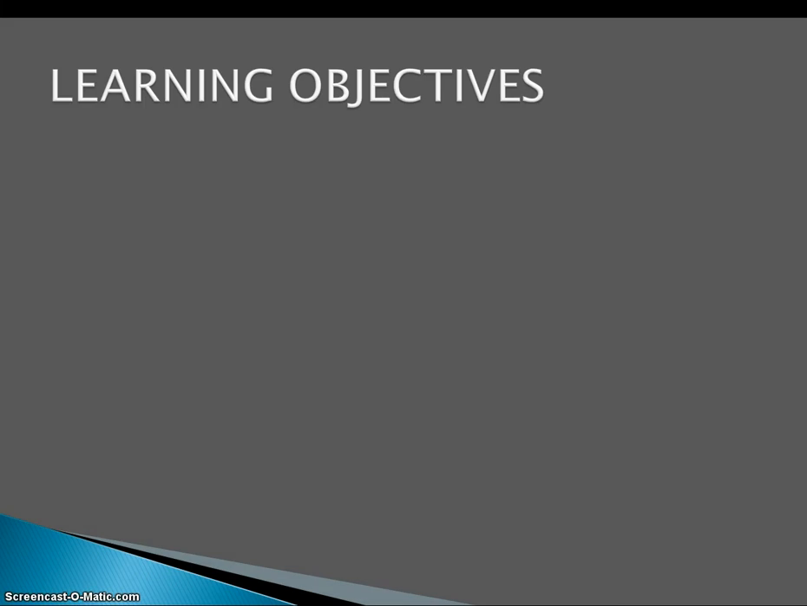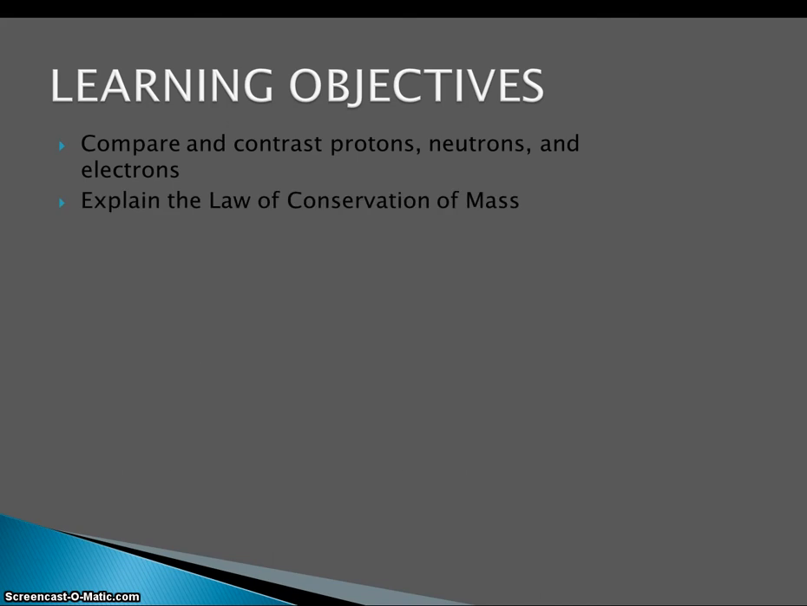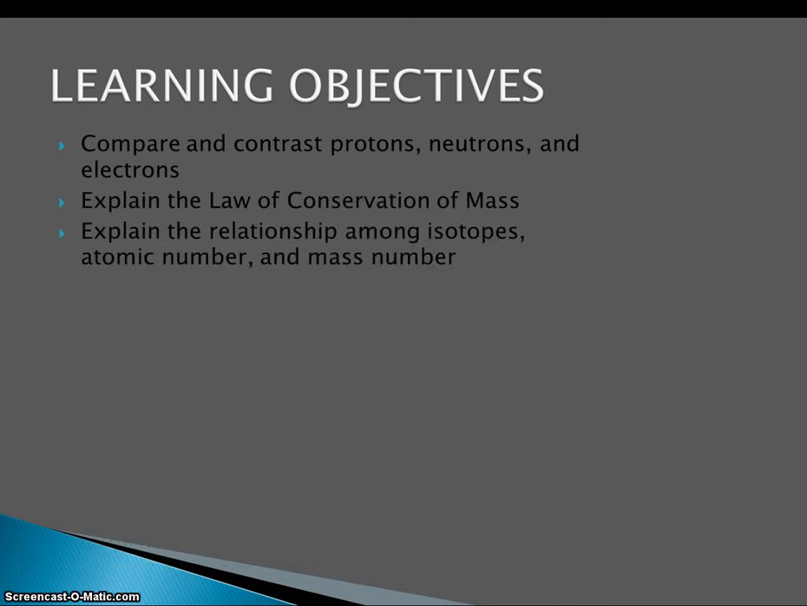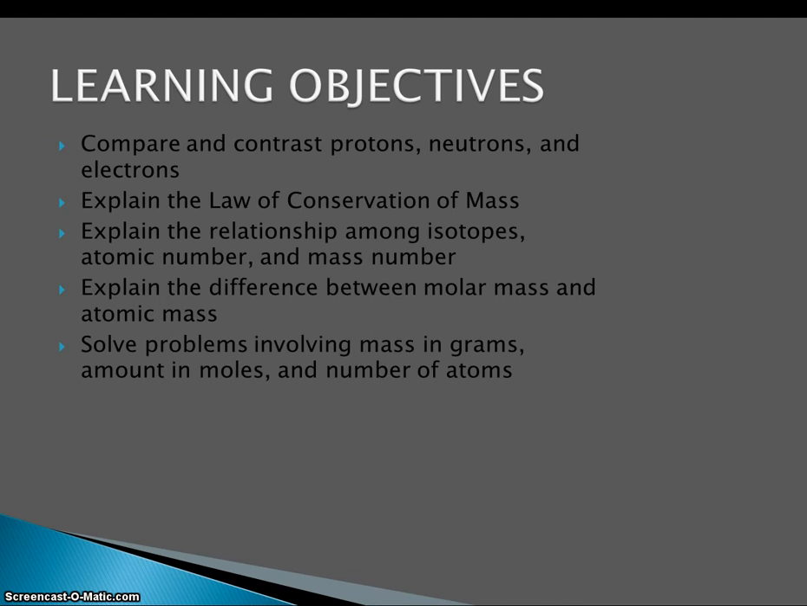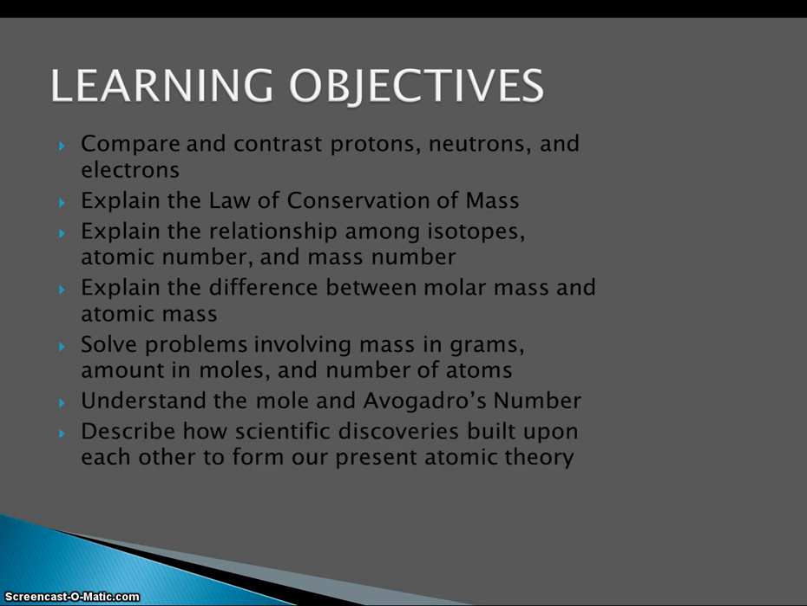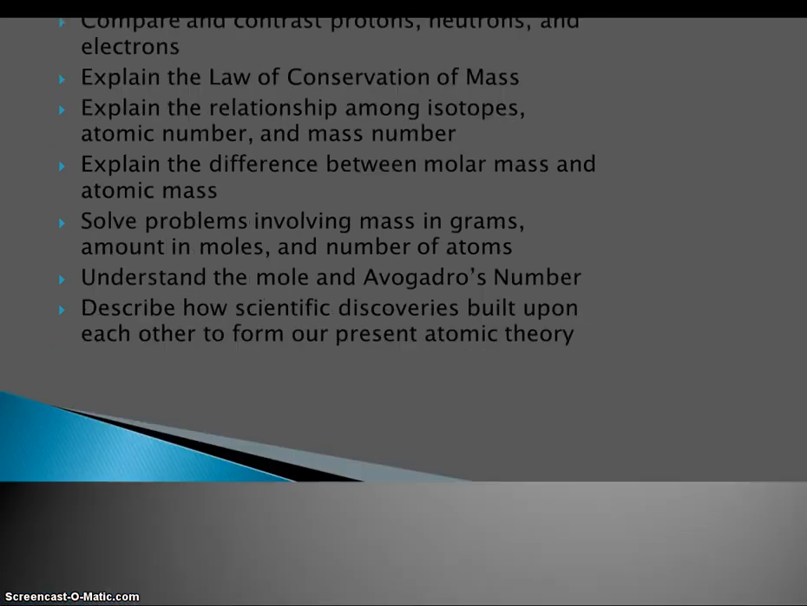The learning objectives for this unit include being able to compare and contrast protons, neutrons, and electrons, explaining the law of conservation of mass, explaining the relationship among isotopes, atomic number, and mass number, explaining the difference between molar mass and atomic mass, and being able to solve problems involving mass in grams, amount in moles, and number of atoms. And finally, to understand the mole and Avogadro's number, and describe how scientific discoveries built upon each other to build our present atomic theory and what we understand about the atom today.